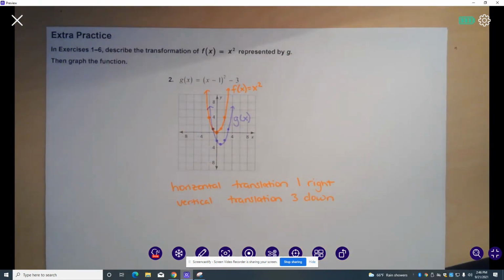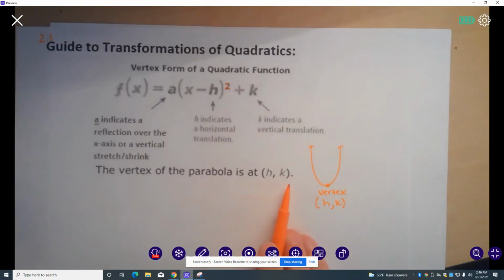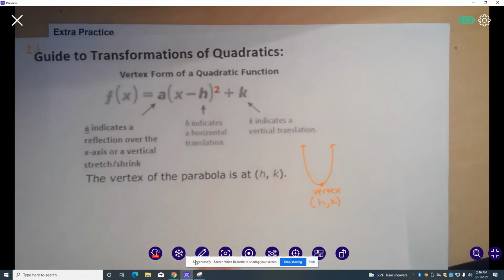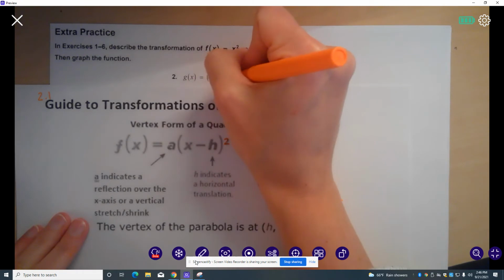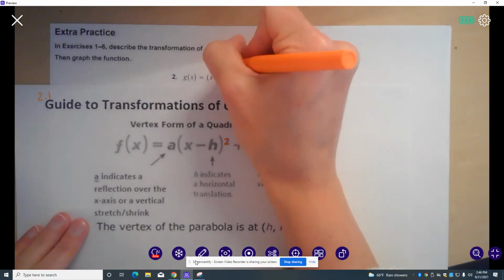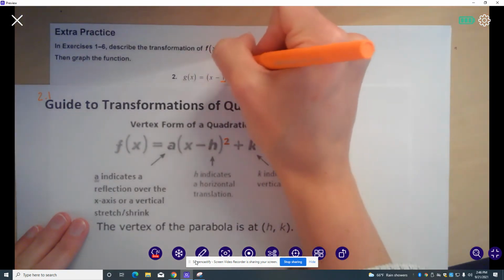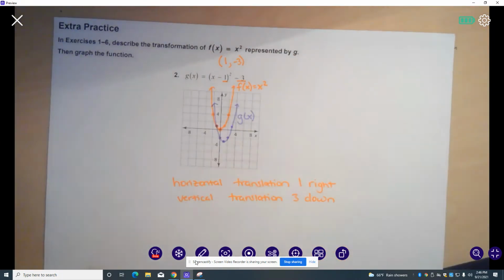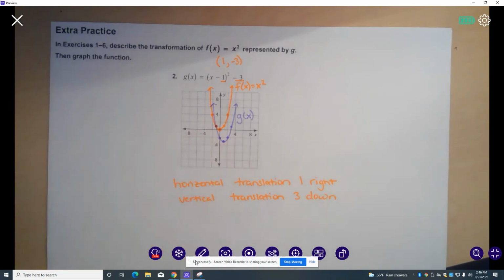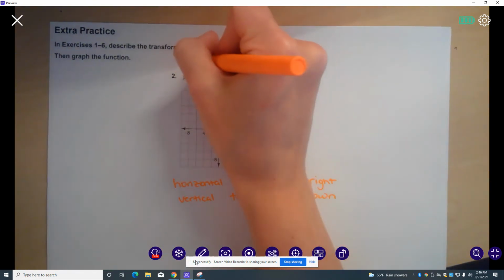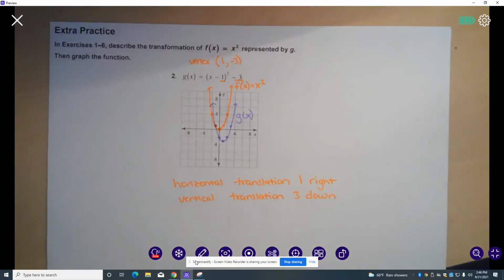Now, a nice way to check, just to make sure you've done things correctly. Remember we said the vertex is going to be located at (h, k), and just keep in mind this is minus h here. So if we look at our function, if I look at this value and this value, my vertex should be located at (1, -3). And if I look at my purple graph, that is where the vertex is located.